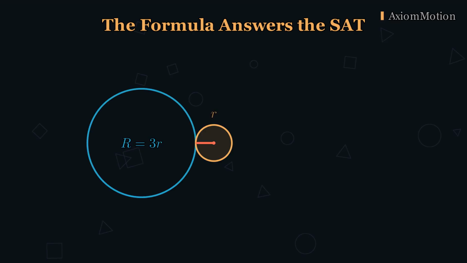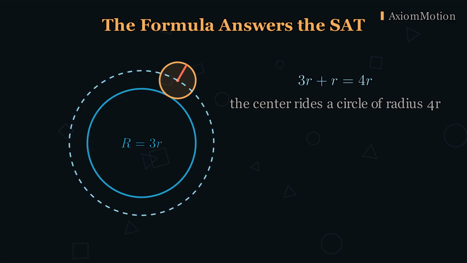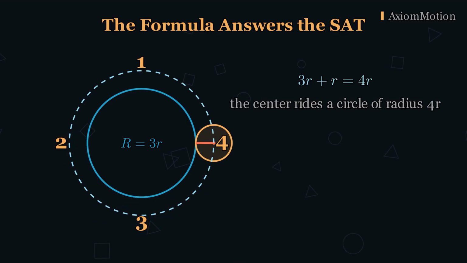Apply it to the SAT problem. A small circle of radius r rolls without slipping around the outside of a big circle of radius 3r. Where does the centre go? It always stays at distance r outside the big circle, so it traces a circle of radius 3r plus r, 4r. The centre path has length 2 pi times 4r. Divide by 2 pi r. 4 rotations, counted against the fixed background, not 3.